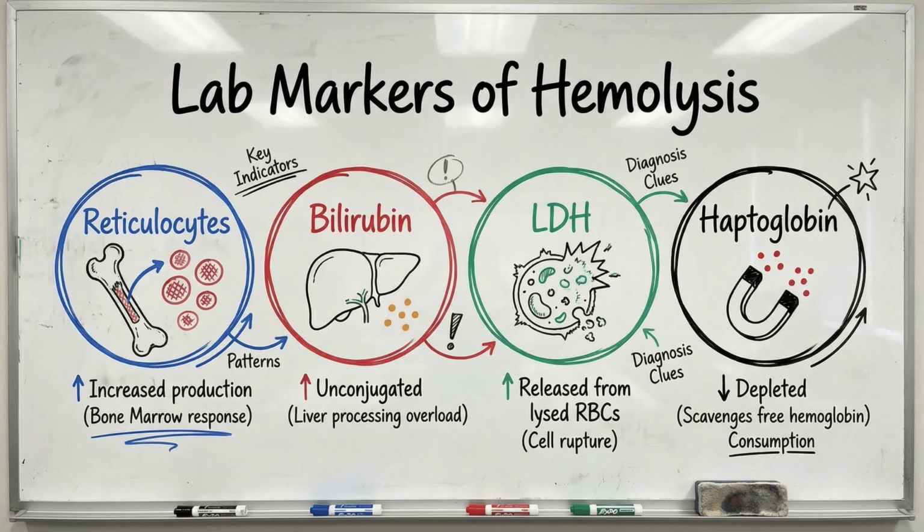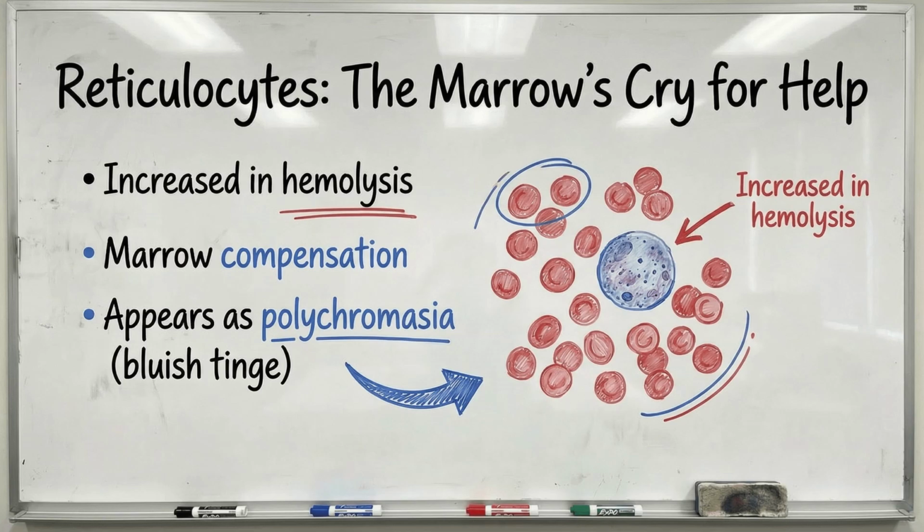Let's break down what each of these markers means. First up, reticulocytes, which are essentially the bone marrow's urgent message for help. When red blood cells are being destroyed faster than normal, the bone marrow kicks into overdrive, trying to compensate for the loss. It starts pushing out immature red blood cells, or reticulocytes, into the circulation.